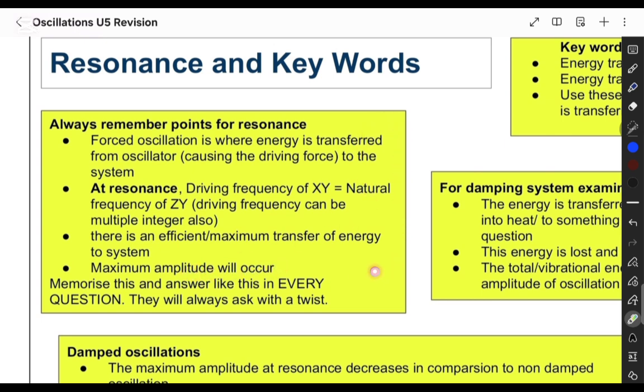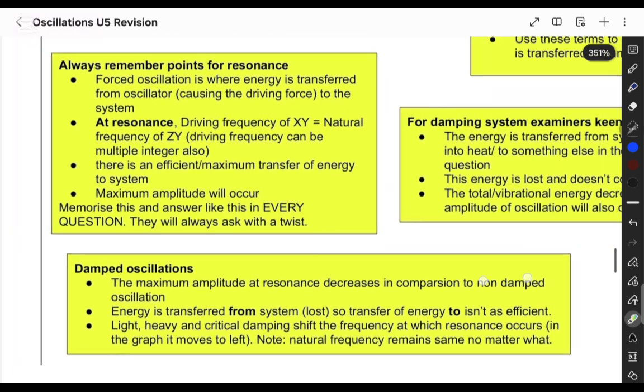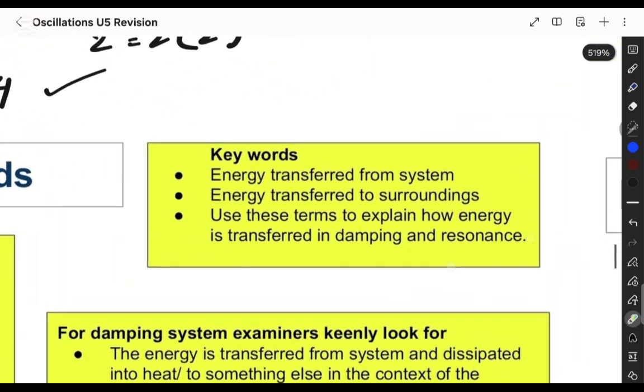Usually all of the resonance questions follow the same pattern but with a little twist. So the keyword here is, whenever you are answering a damping or resonance question, always speak in terms of energy transfer from system to surroundings. So explain in terms of energy.